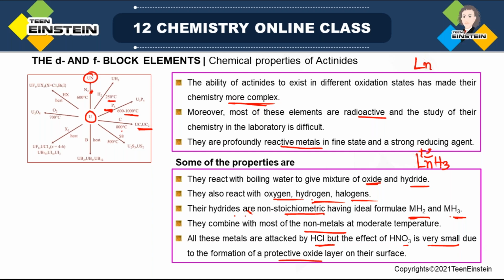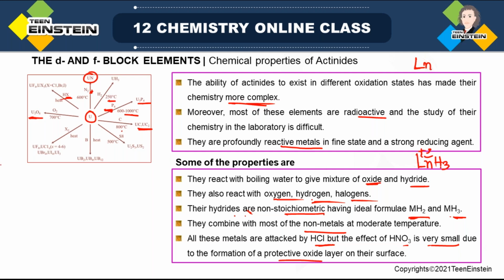So why is it important to understand oxidation state? Because suppose this type of formula is given in the question and it is asking what is the oxidation state of the metal, then you will be able to answer. Fine. Reaction with hydrohalic acid HX, that is HCl, HBr, like this. Reaction with oxygen, this type of oxide is formed, U3O8.